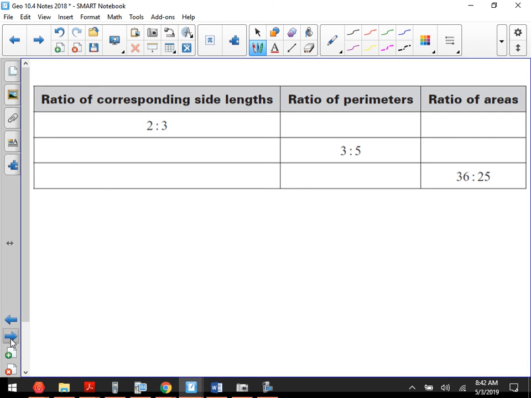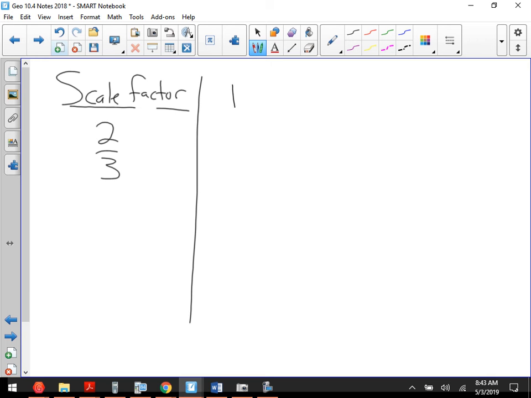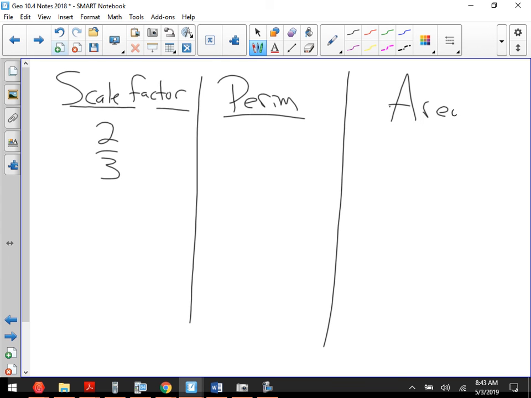For example, if your scale factor is 2/3, what's the ratio of the perimeters? 2/3. Now, what would the ratio of the areas be? 4/9. Very good. Okay. All you have to do is square it. Very, very easy.